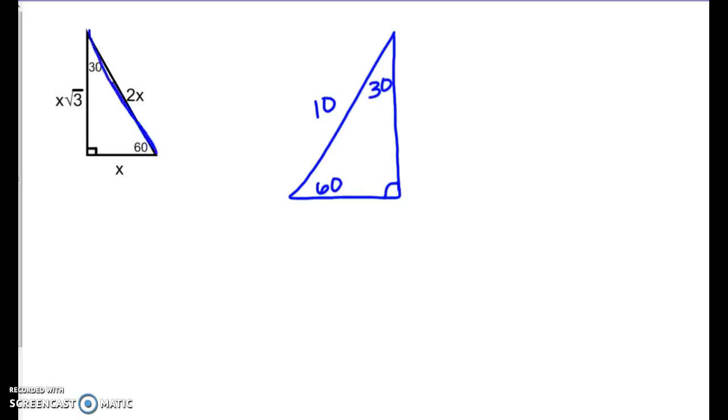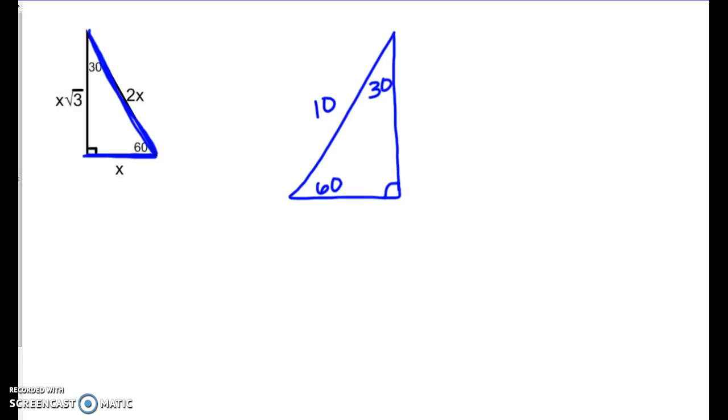All right, let's do a couple more of these. Let's say we have our hypotenuse this time. So let's say we have 10 and 30, 60 here. Notice that we are given our hypotenuse. I always think it's best to get your short side first. It's always easier to get to your short leg.